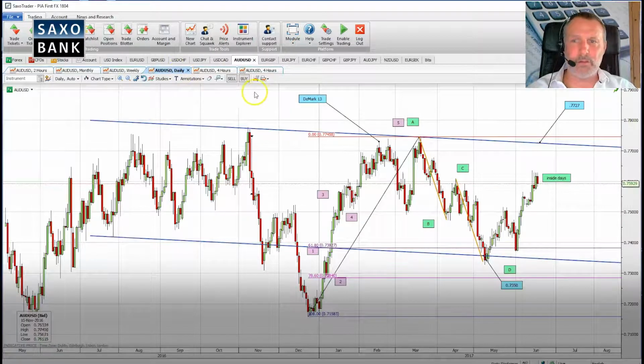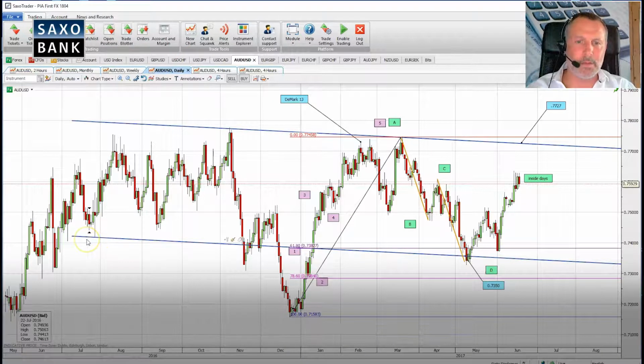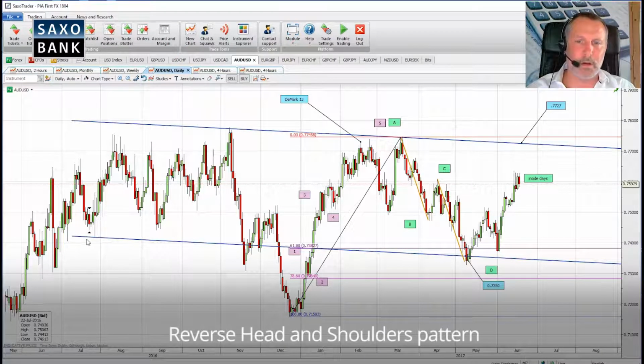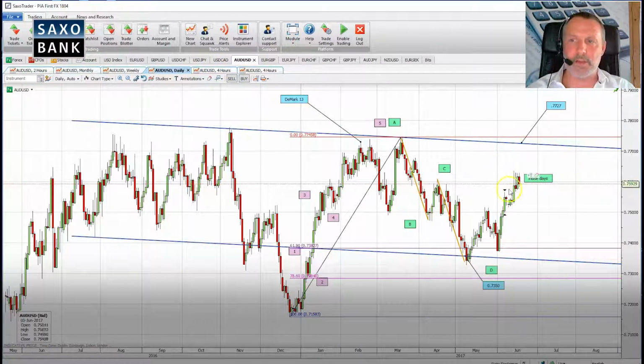Now, the daily chart actually highlights a bit of stalling in this bullish price action. We've actually seen some inside days posted. Now, this time frame highlights a reverse head and shoulders pattern. So this is the left shoulder, this is the head, and this is the right shoulder after completing an ABCD formation. 77.27 is trendline resistance.